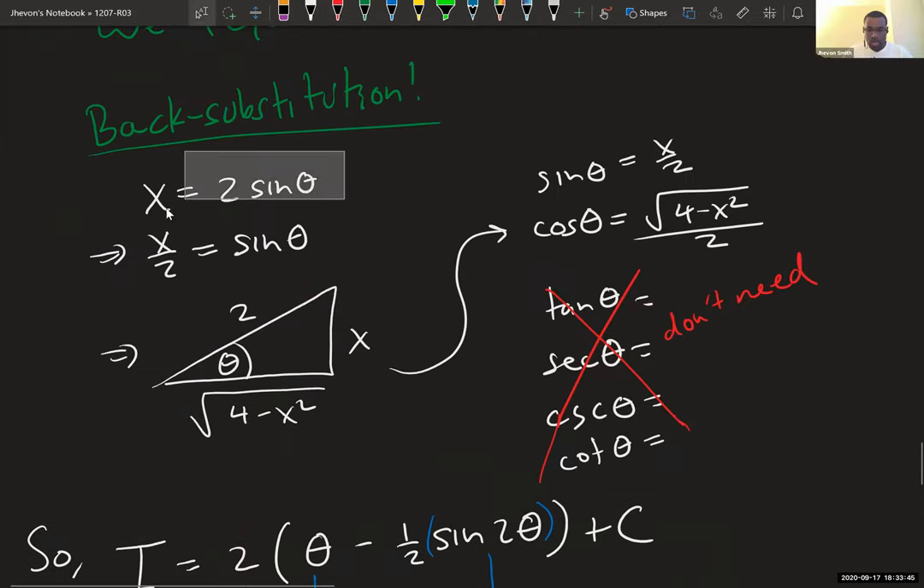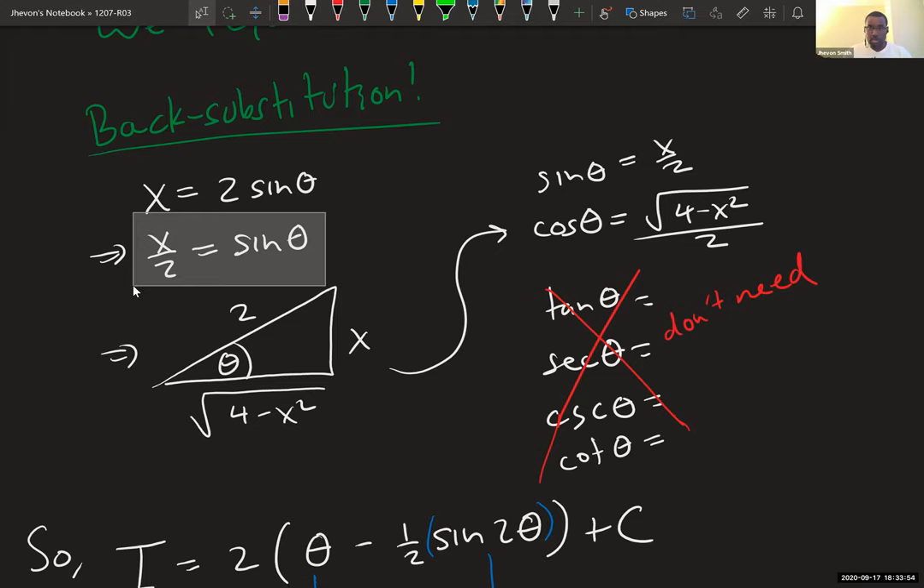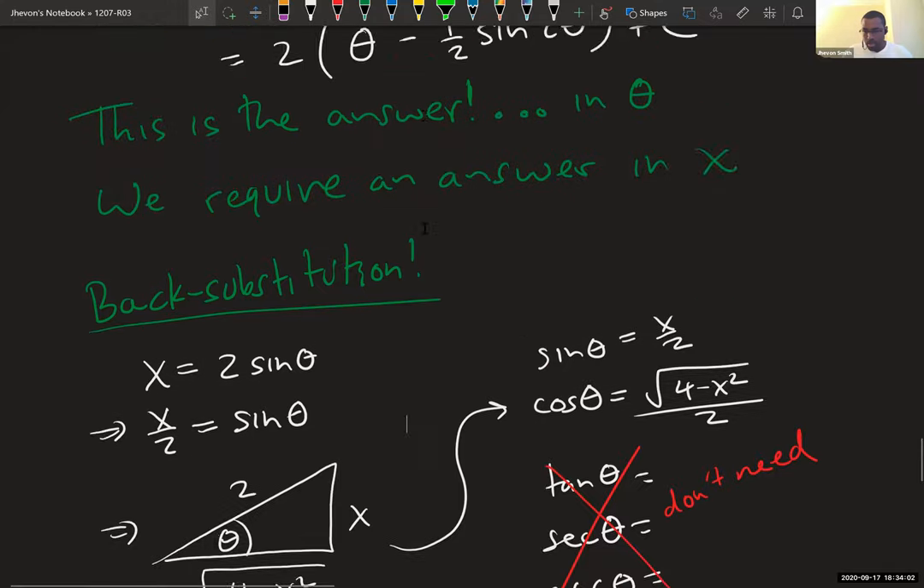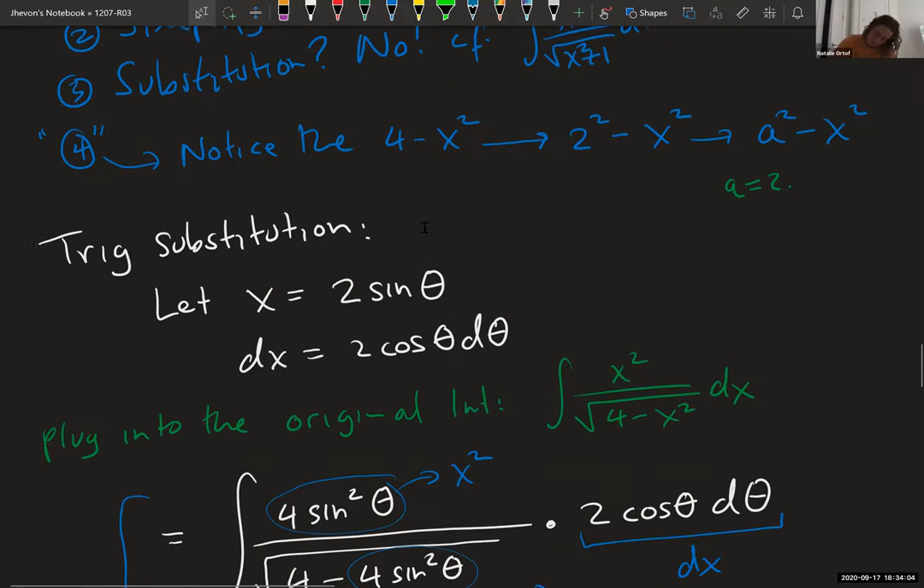Oh, because my x was 2 sine theta, so I can solve for the sine is x over 2, and then I just take sine inverse of both sides. Okay, yeah, that makes sense. Because sine inverse of sine is just theta. It cancels it. Okay. So that was trig sub.